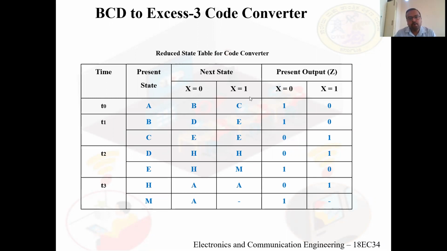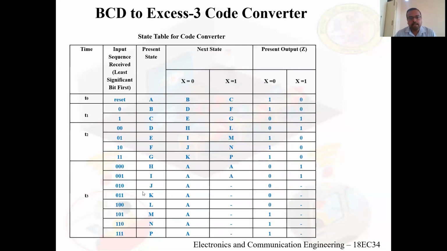Everyone understood how these states are the same? Because, as I said, the next state for all of H, I, J, K, L is the same, and the outputs are also the same when x is 0 and x is 1. Similarly, for M, N and P, the next states are also the same, and the outputs are also the same when x is 0 and x is 1.